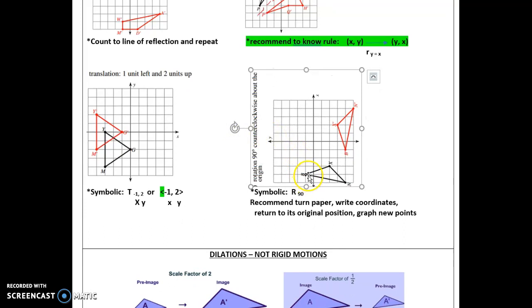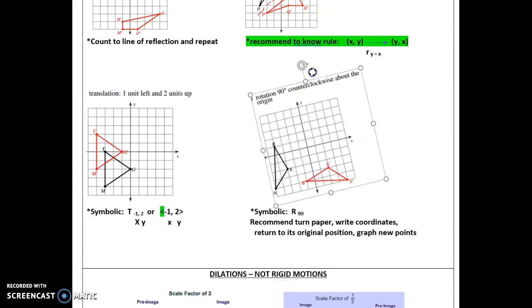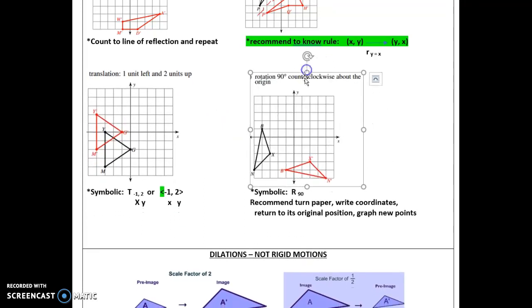This B value started out as the point -5, 1, and it became -1, -5. So once you get the new point, then turn your paper back to its original position, or your graph back to its original position, and then you graph the point -1, -4. So you literally turn your paper and then turn it back.